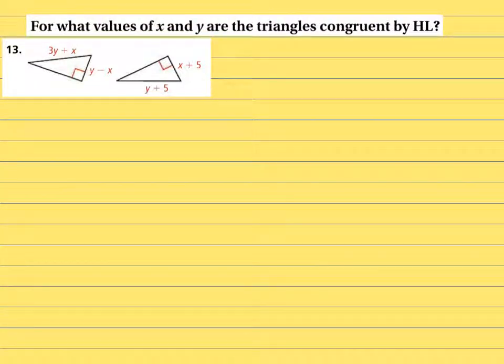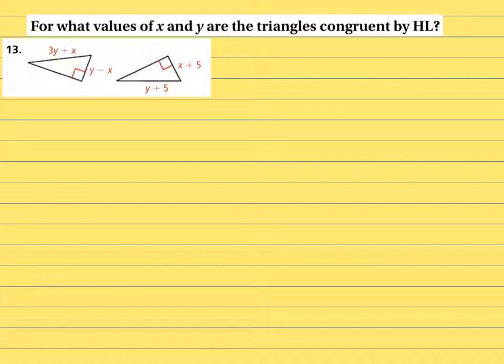I love this problem. This is an excellent application of something that was learned in Algebra 1, which is substitution. We're dealing with two variables here, and so this is a system of equations. What we've got is it says, for what values of x and y are the triangles congruent by hypotenuse leg? Well, let's assume then that they are congruent by hypotenuse leg.